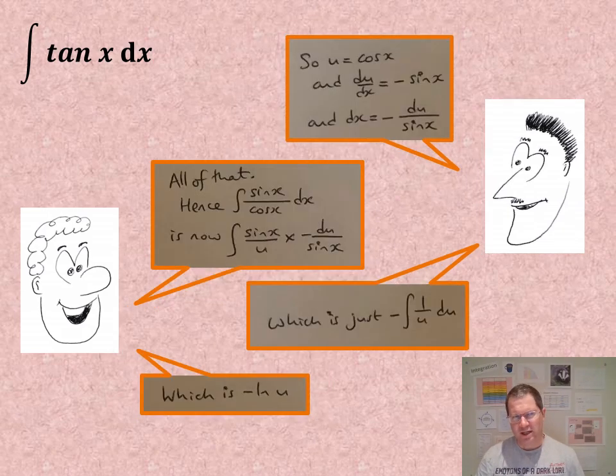So u = cos x, and du/dx = minus sine x, and dx = minus du over sine x. Hence the integral of sine x over cos x dx is now the integral of sine x over u times minus du over sine x, which is just minus the integral of 1 over u du, which is minus ln u.